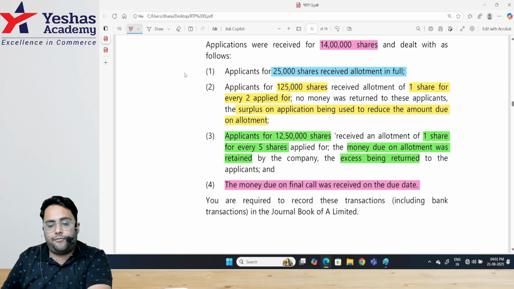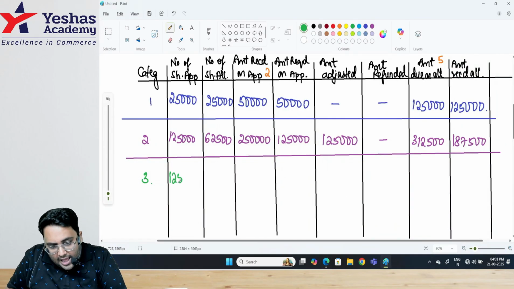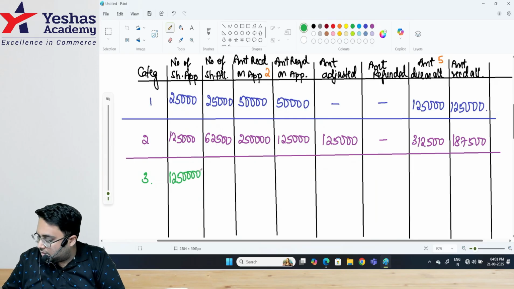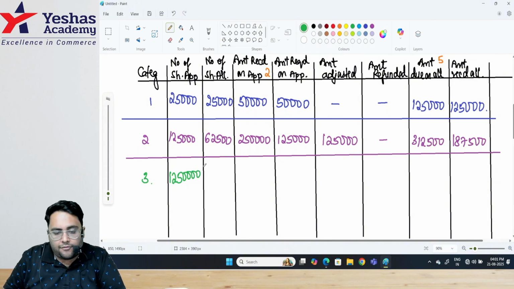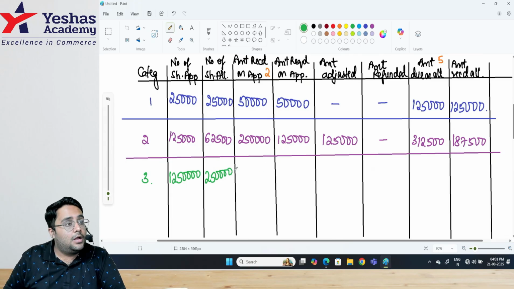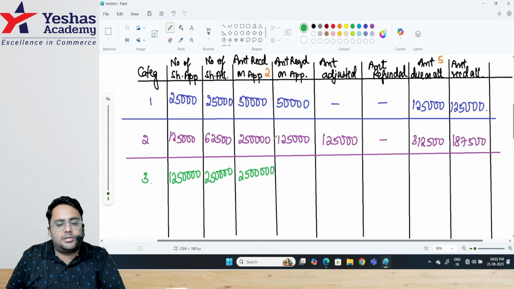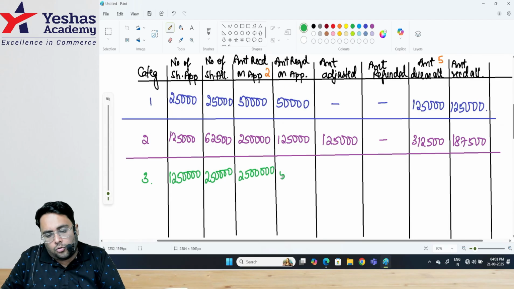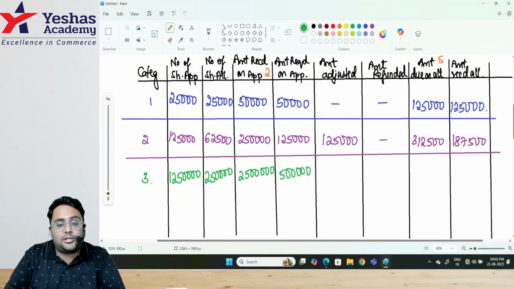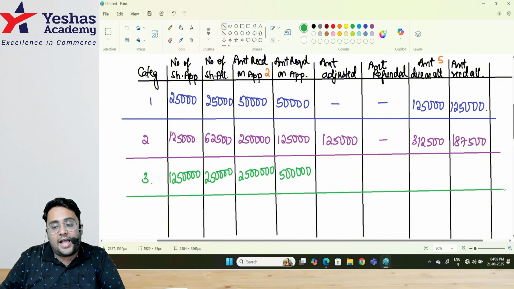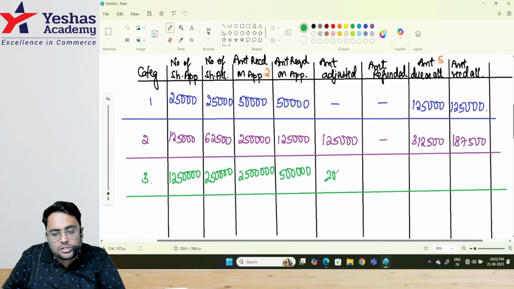12,50,000. Allotment of 1 for every 5. 12,50,000 applicants into 1 by 5. 2,50,000 shares are allotted. How much money did we receive? 12,50,000 into 2, 25 lakh, is that correct? 25 lakh. How much is the amount required? 2.5 into 2, 5 lakh. How much is extra available? 20 lakh is available. Can I say I will adjust 20 lakh?